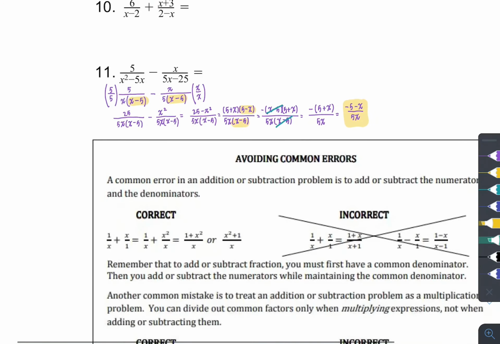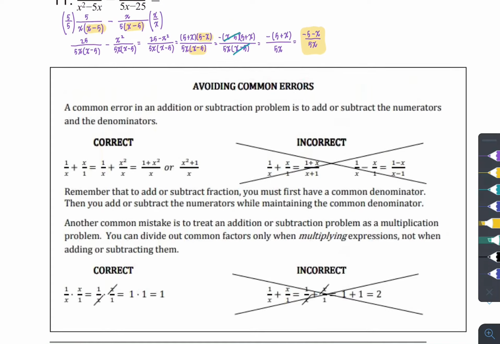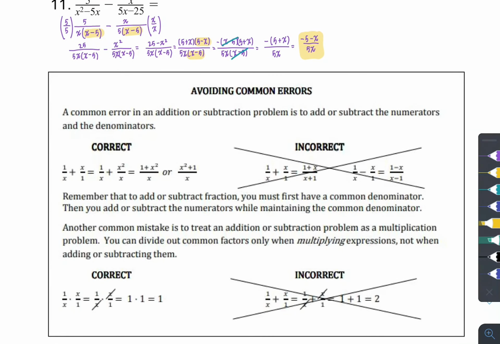Okay, so go ahead, take a minute and read through these common errors that people make. I'm not going to go over them with you until tomorrow, but they are mistakes that people make and commonly get wrong. I believe that's it.